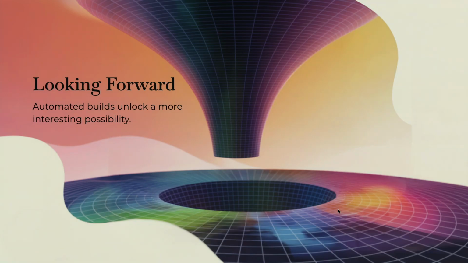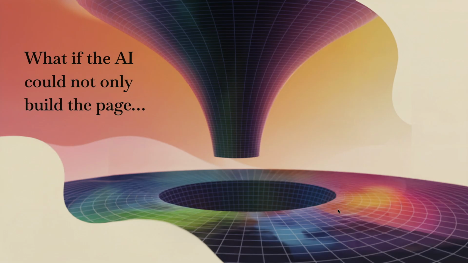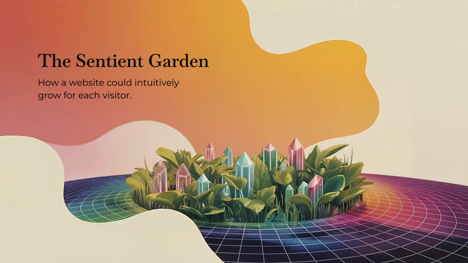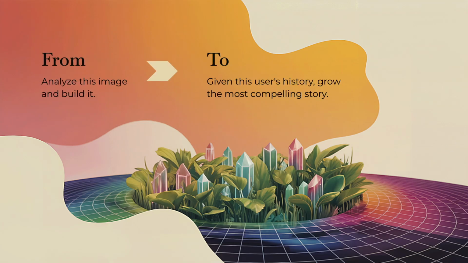Looking forward, automated builds unlock more interesting possibilities too, I think. What if the AI can not only build the page, but also decide what the page should be, decide what content should live on it for the user? You could grow pages intuitively based on user intent and data that you have of them. So we'd move from "analyze this image and build it" to "given this user's history, can you grow the most compelling story for them?"